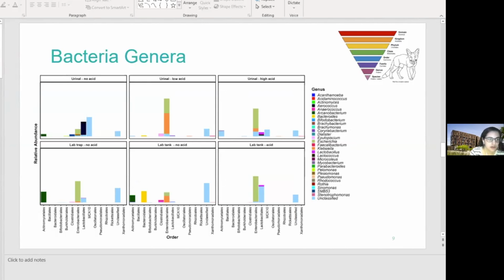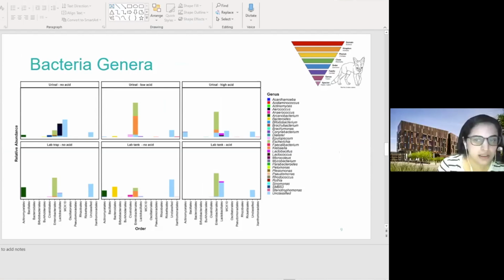We can see that there are a lot of little bars here with no acid, as well as here in the tank with no acid. There's that bigger diversity that we saw in the orders. But if we look at the experiments with acid, we can see that there is a selection for this big bar of Enterobacterales, and inside the Enterobacterales, fecally derived bacteria.